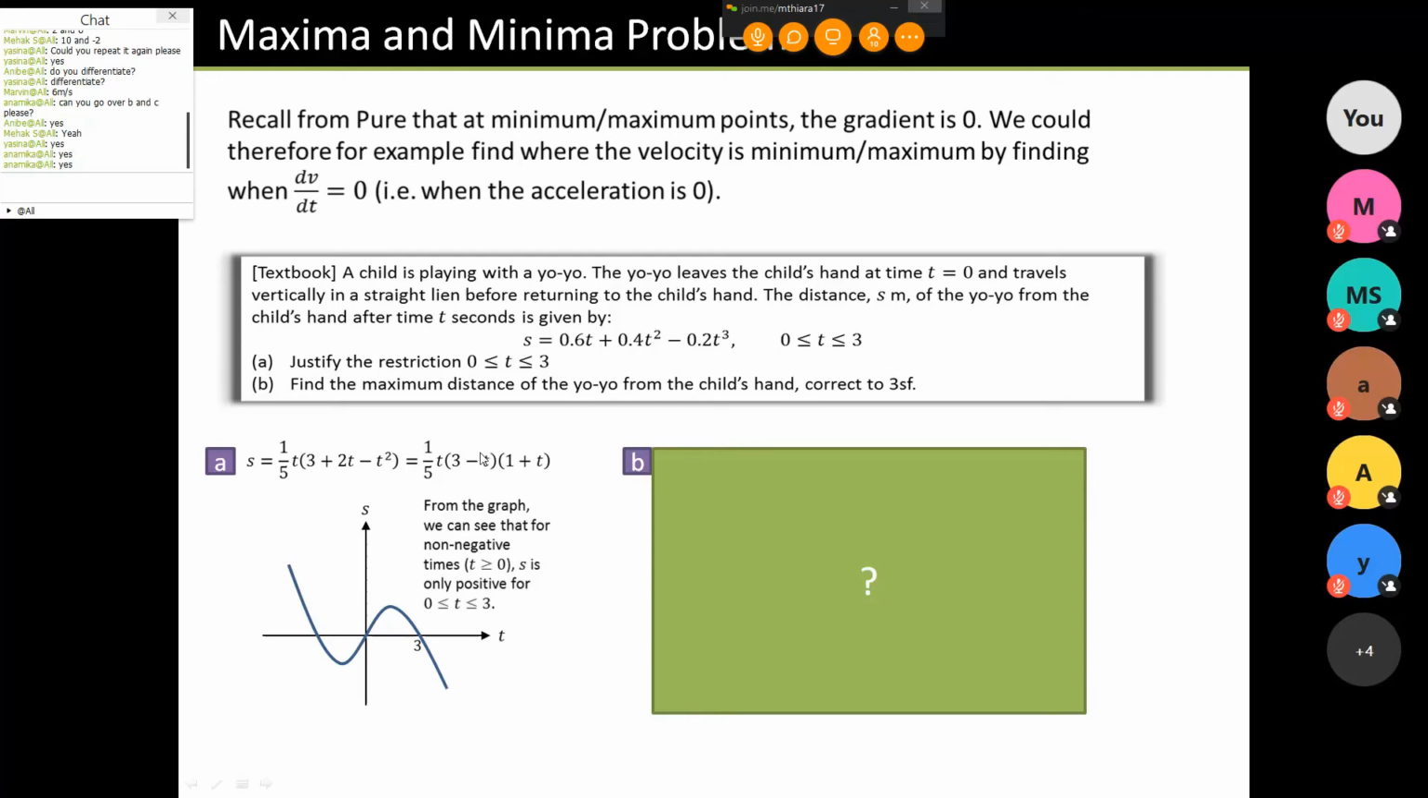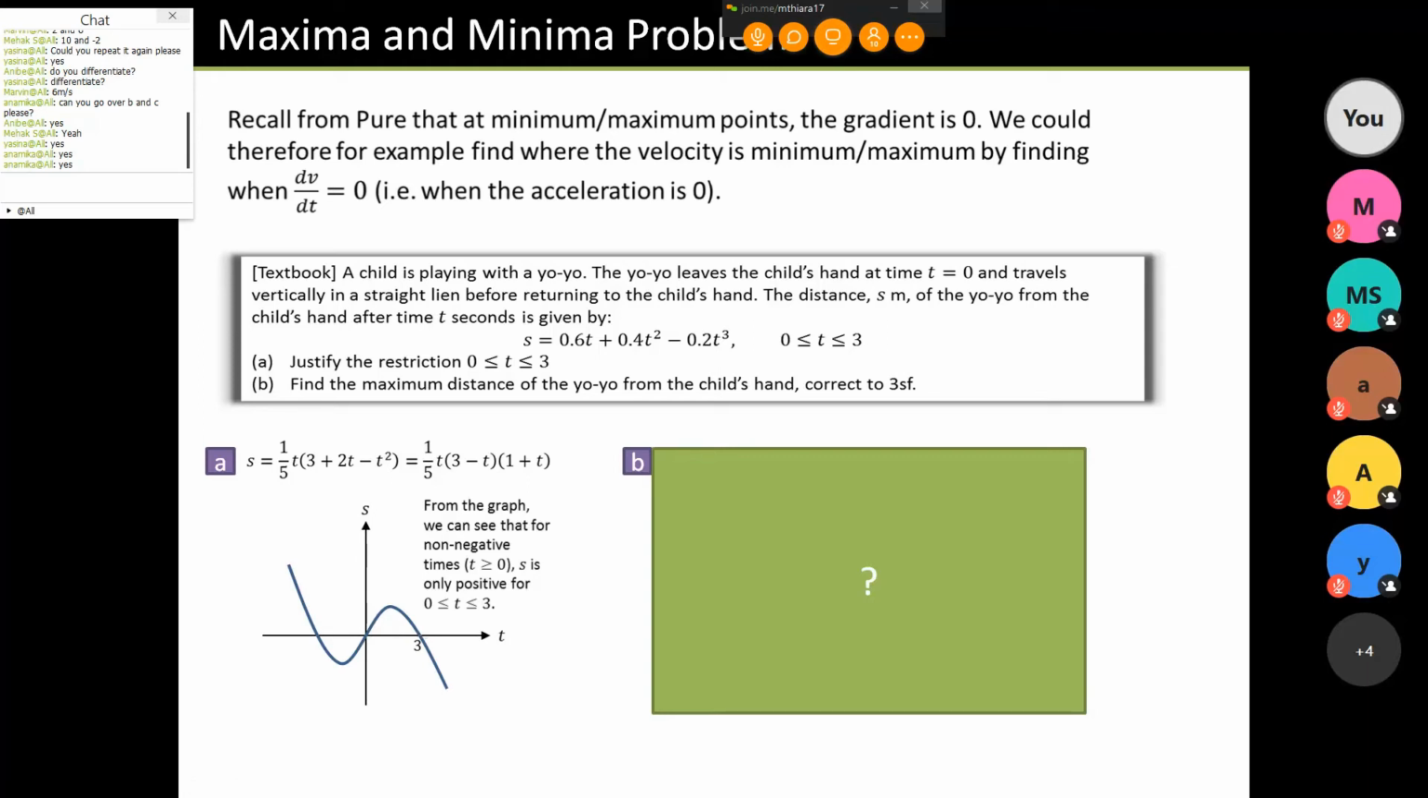How would you have got this? You would have had to get your roots from your calculator by solving this cubic. You would have got your three roots: t equals 0, t equals 3, and t equals -1. And then when you sketch it, you'd understand that for displacement to make any sense, it would have to be non-negative, because your yo-yo is not going to go up higher than where you start off, and for that to be true, your time must lie between 0 and 3.